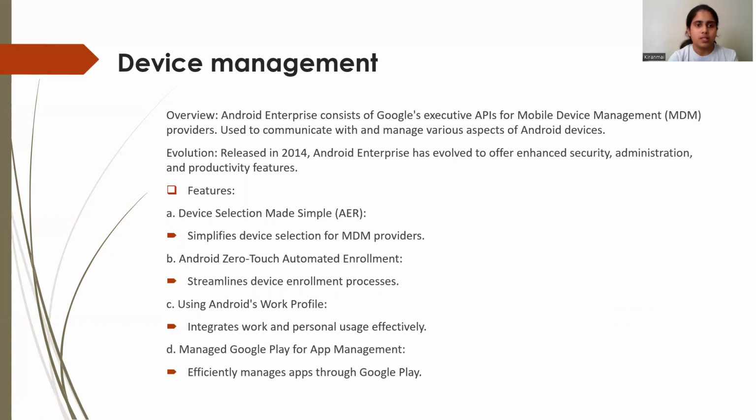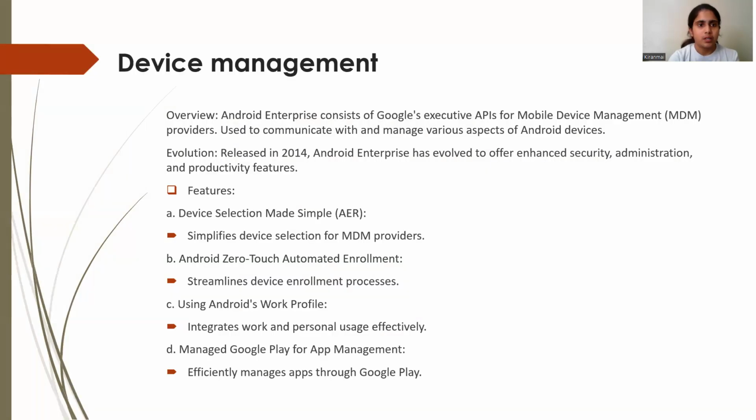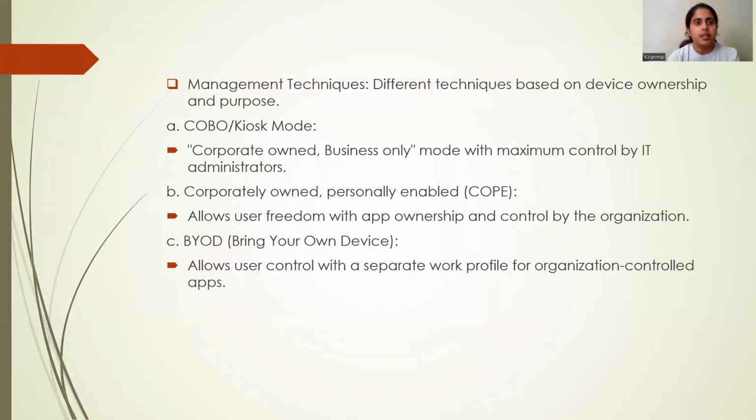And its overview is like the Android Enterprise consists of Google's executive APIs for mobile device management. MDM providers use it to communicate with and manage various aspects of Android devices. And it was released in 2014. And more about the device management, it consists of COBO or kiosk mode. COBO is mainly referred to as corporate-owned business-only mode with maximum control by IT administrators.